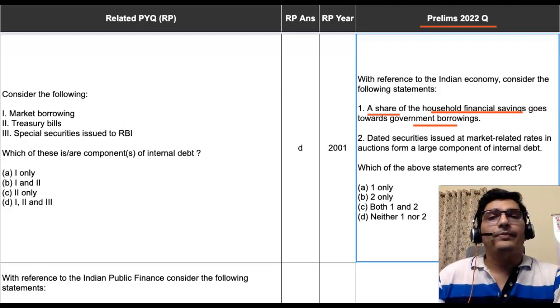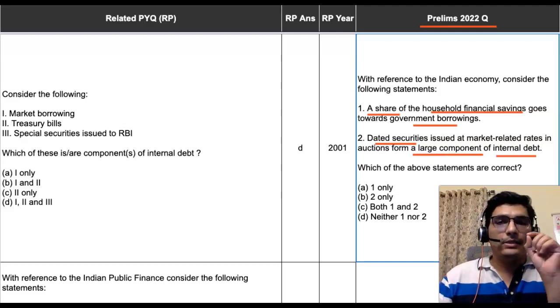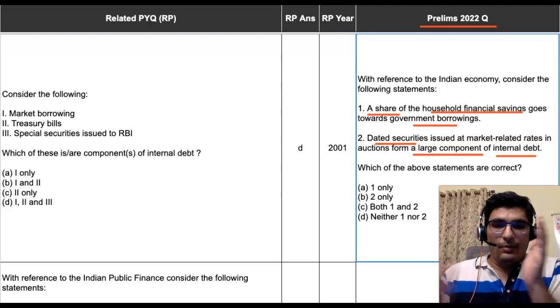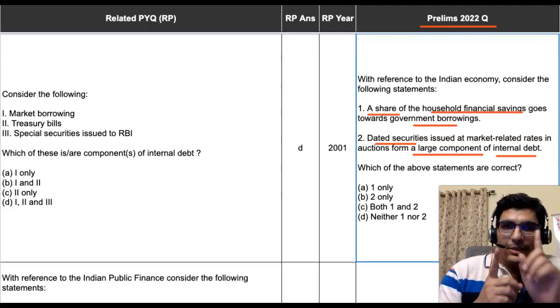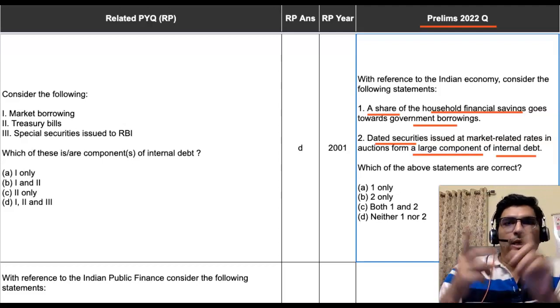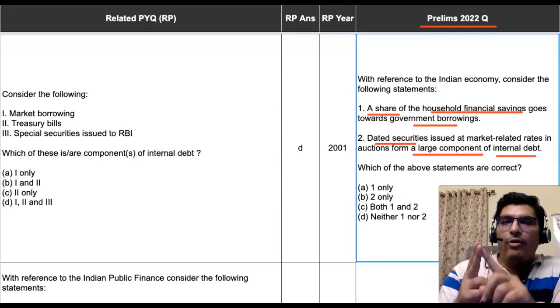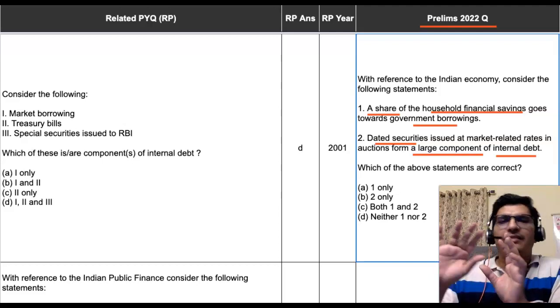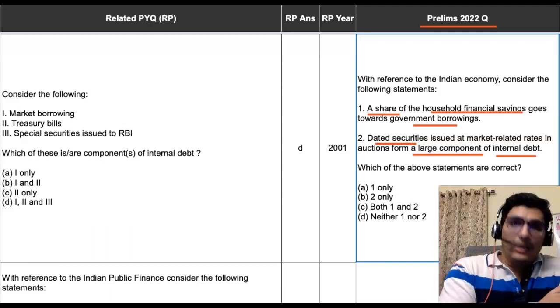The second statement says dated securities issued at market related rates in auctions form a large component of internal debt, right? So this sentence has got multiple components. We need to focus on dated securities. It is talking only about dated securities. Then it says dated securities that are issued in auctions form a large component. No fixed figure is given, but it's simply saying it forms a large component of internal debt, right?